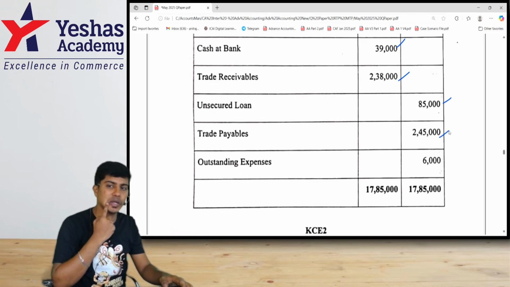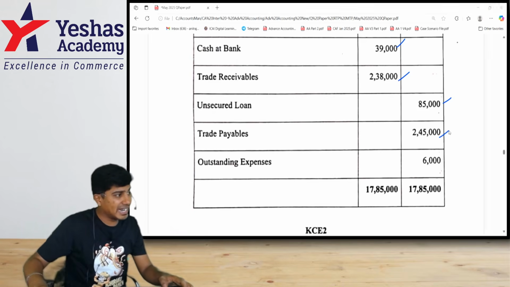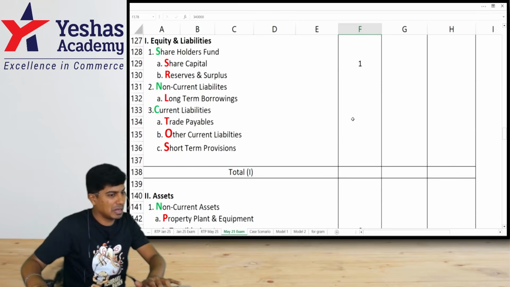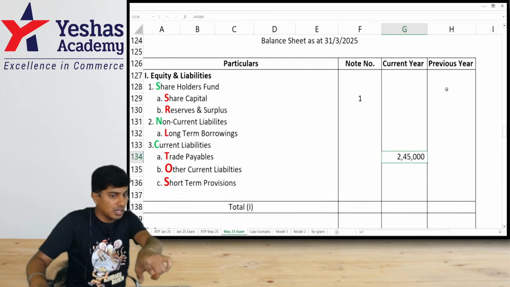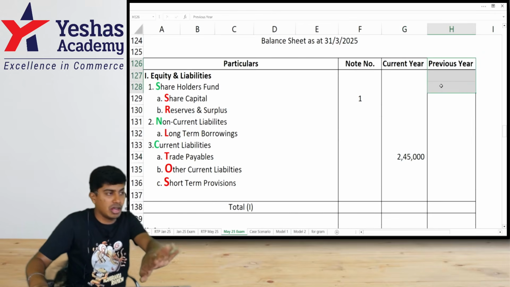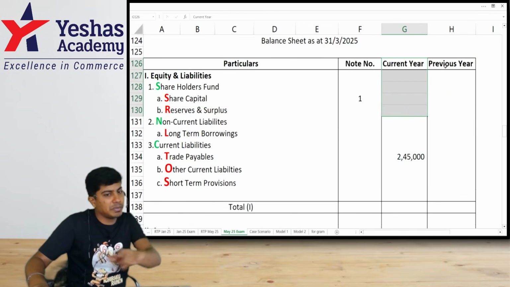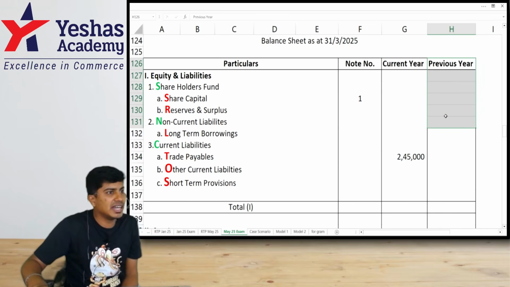Shall I draw this straight to my balance sheet? Liability side, current liabilities, trade payables 245. Here there are two columns. No, there is no inner column, outer column. Current year, previous year. Sir, previous year data is not given.